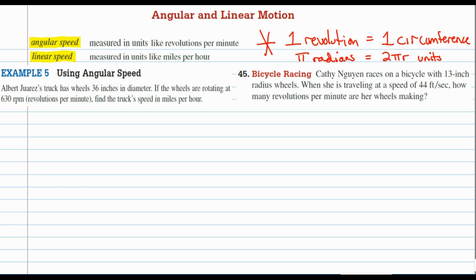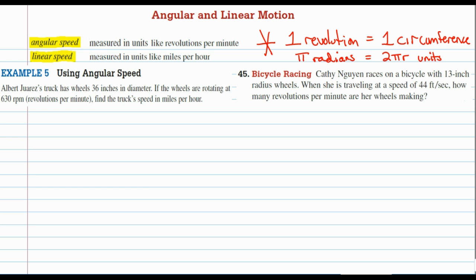Angular motion is talking about how fast something is spinning. Like your car has rotations per minute or revolutions per minute. A fan speed has rotations per minute, etc. So angular speed, by your book's definition, is measured in units like revolutions per minute, and linear speed is measured in units like miles per hour. So you travel along a line versus spinning around an axis.